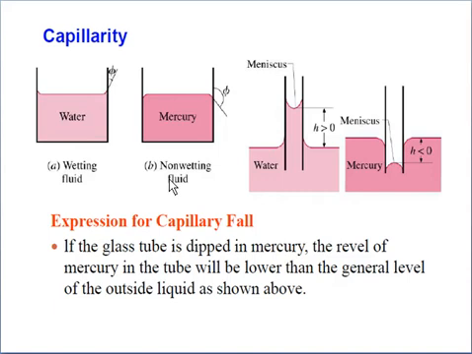But in the second case, what happens? Mercury is stored in the glass tube. This mercury does not wet the surface of the glass tube. That's why mercury is called a non-wetting fluid. Okay, and the difference between rise and fall is given in the second diagram.